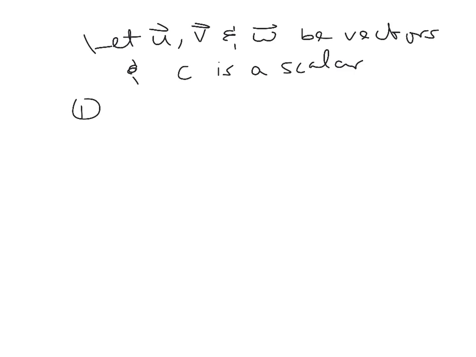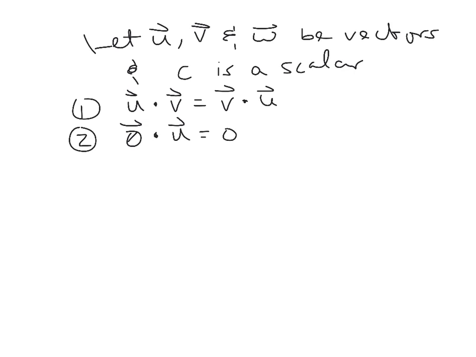1, U dot V equals V dot U. So, dot product multiplication is commutative. Number 2, the 0 vector dot product with U equals 0. Now remember, the dot product of the 0 vector and vector U equals 0 as a scalar.